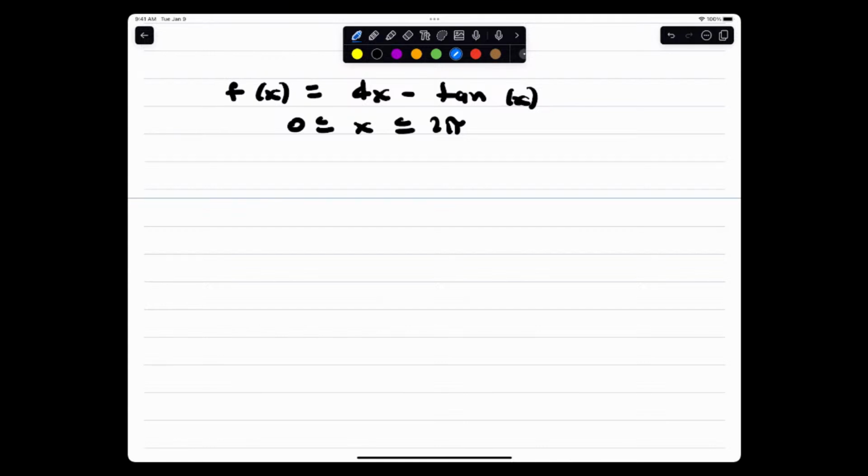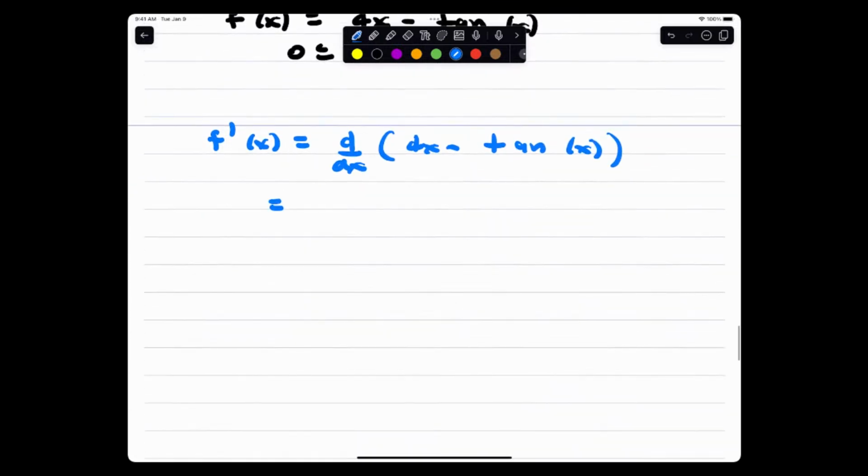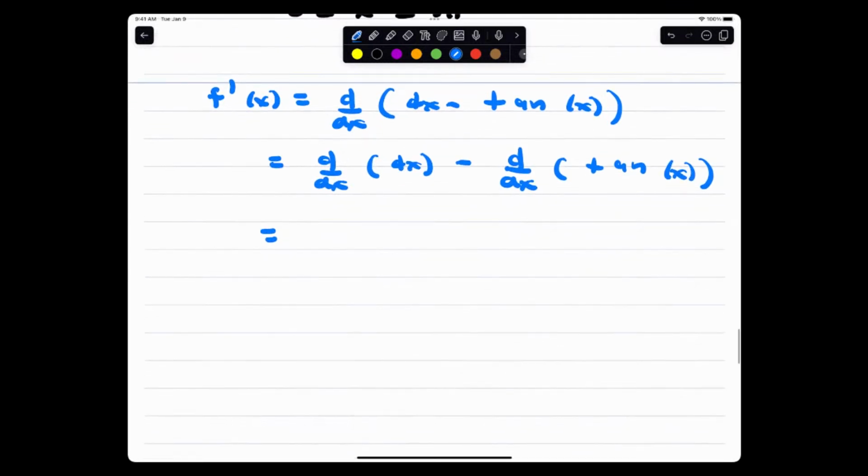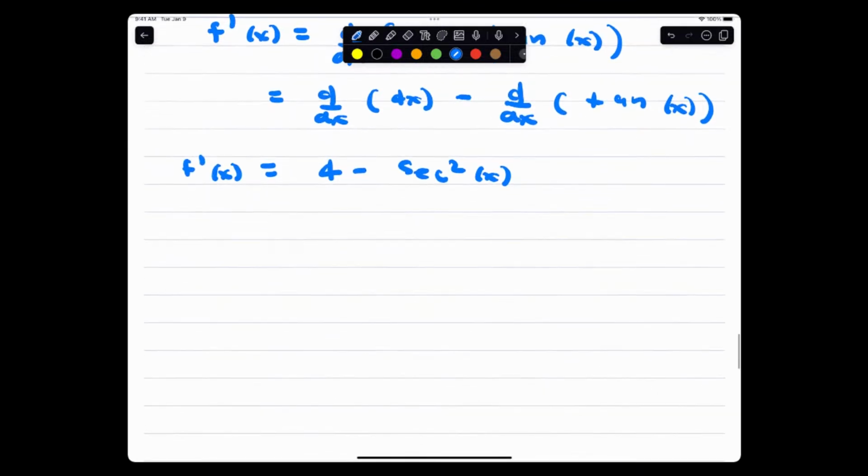All right, so let's find this derivative here. So we're going to say, let's take the derivative of 4x minus what? Tangent x, which is two derivatives here. The derivative of a difference is difference of derivatives, right? So what's the derivative of 4x? Isn't that going to be what? 4. What's the derivative of tangent? Secant squared x, okay? All right.